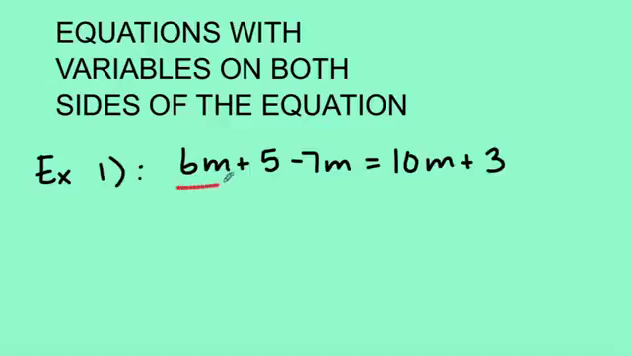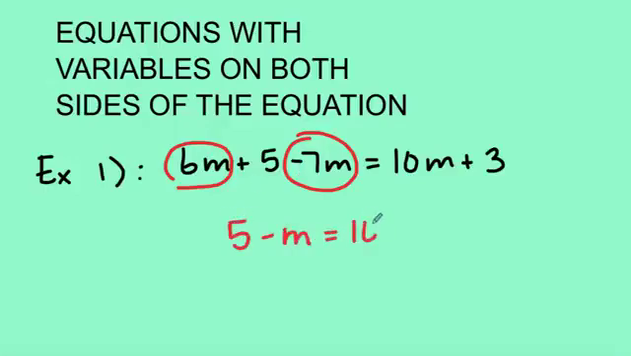combine the like terms. So right here I have a 6m and a negative 7m, which gives me negative m. So I have 5 minus m equals 10m plus 3. All right. But what do I do? Do I bring the negative m to the one side or do I bring the 10 over? So my trick is I always tell kids, bring the smaller variable to the larger.